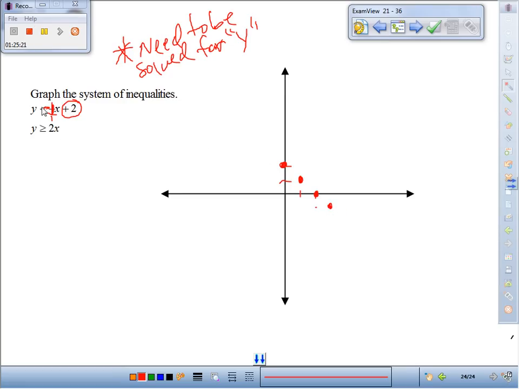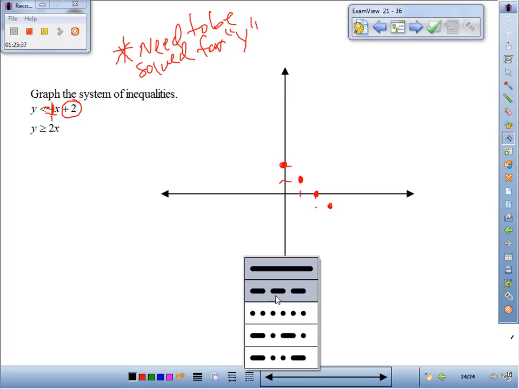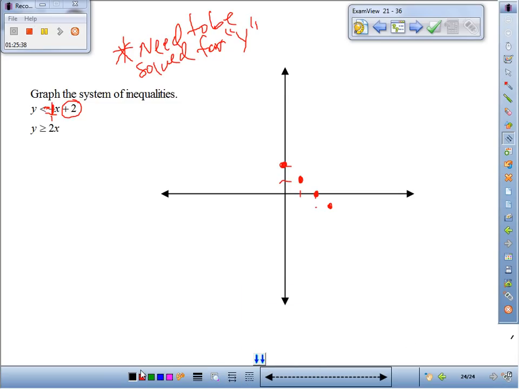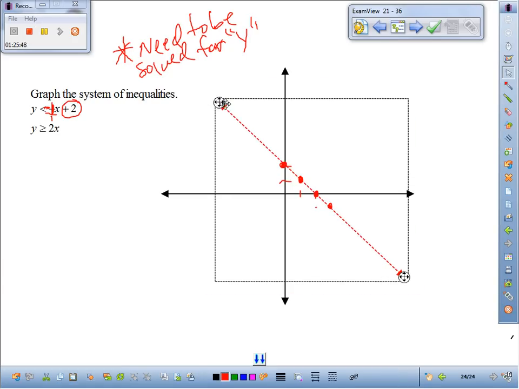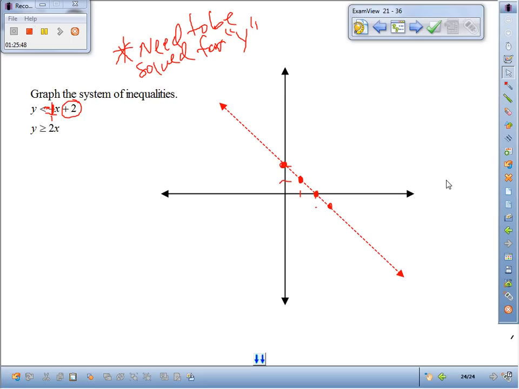So let's look at the inequality symbol. Does it have an equal sign? Does it have a little dash underneath? No. If it doesn't, our line should be a dashed line. Remember that? A dashed line. There it is. You want to use your other colored pencil as a kind of straight edge so that it's a straight line.